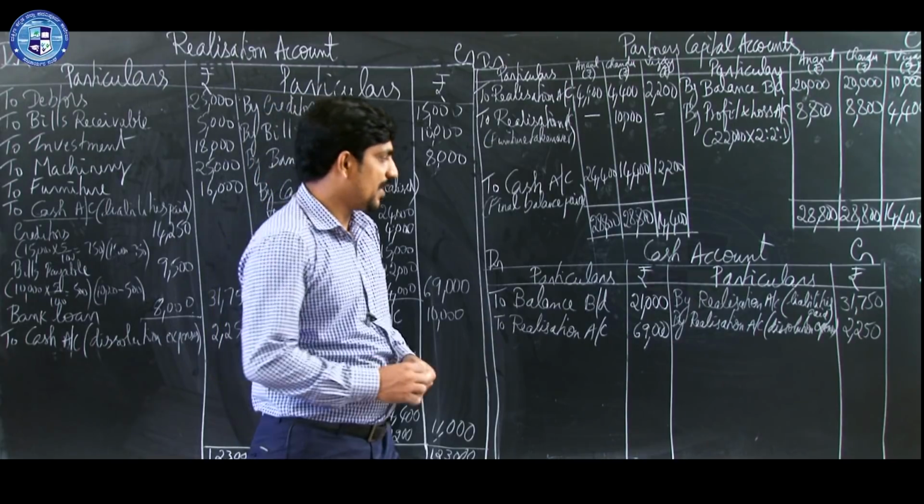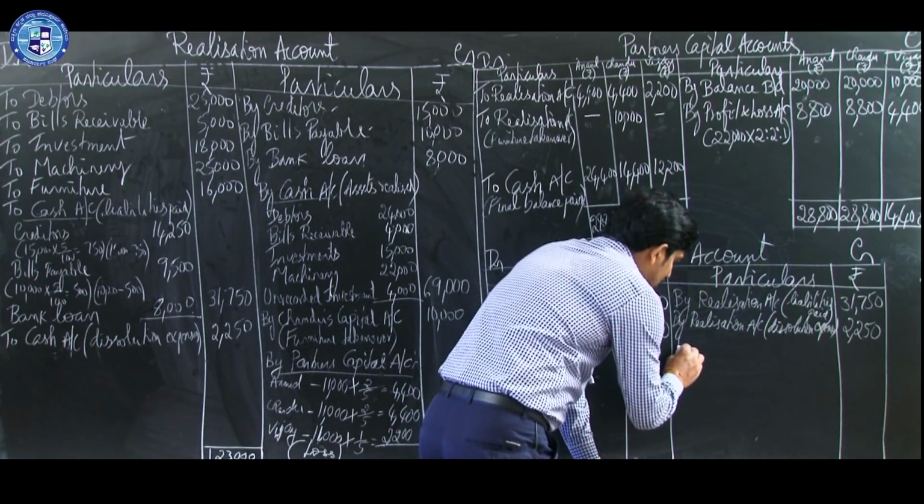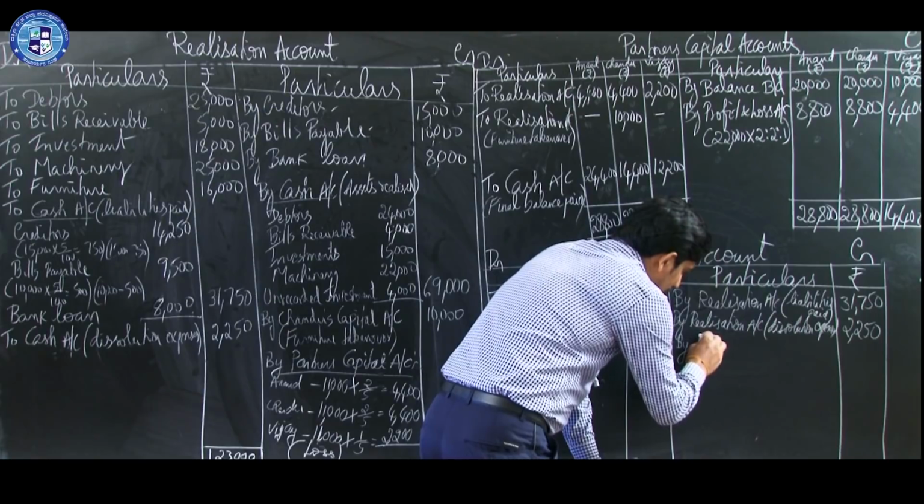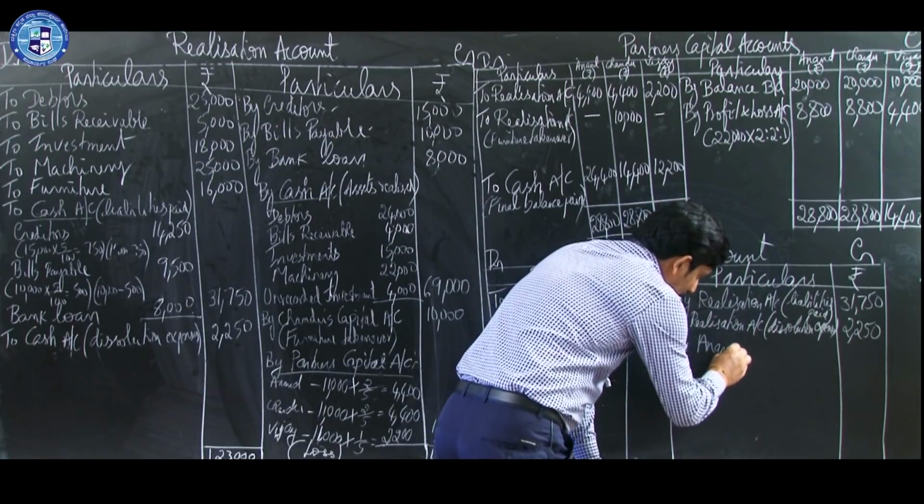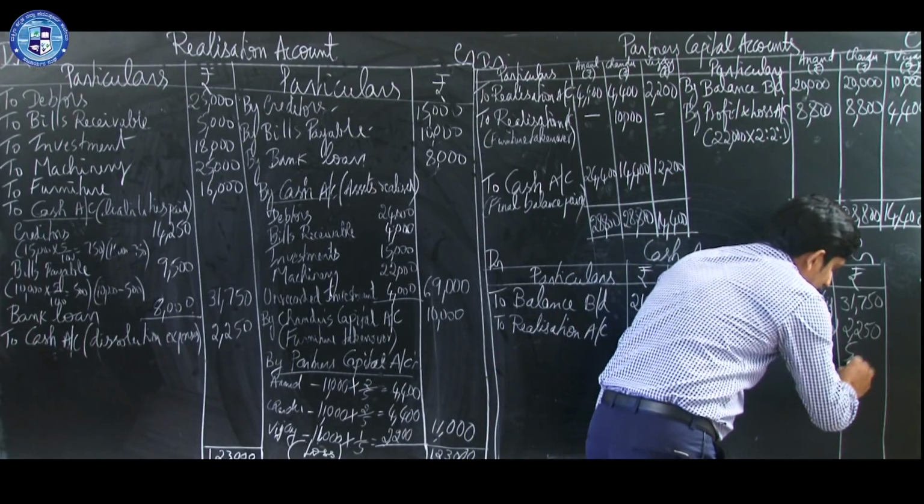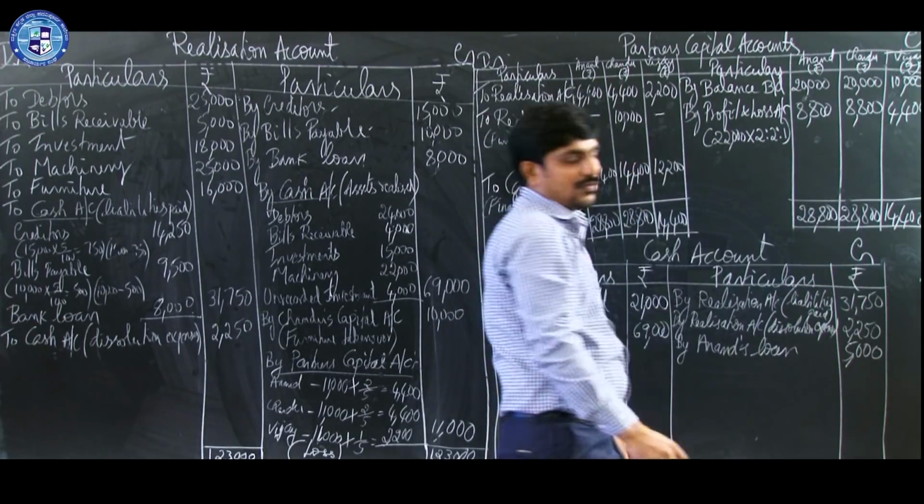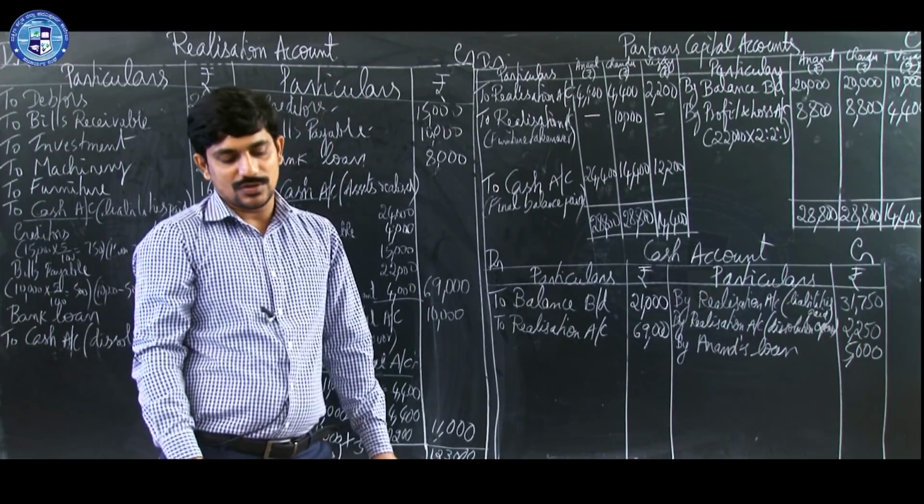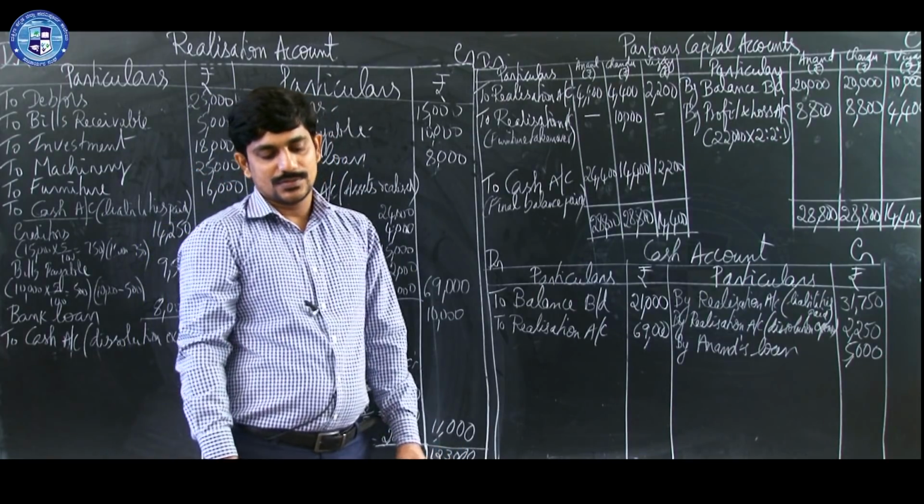Anand has given a loan of 5,000 to the firm. Now we have to pay. Pay means which side? Cash account, credit side. Anand's loan, 5,000.